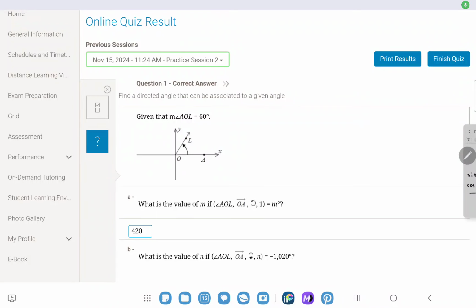Everyone, so now we're going to be solving the geometry 4.1 quiz for the final. It's all about directed angles and how to calculate them.